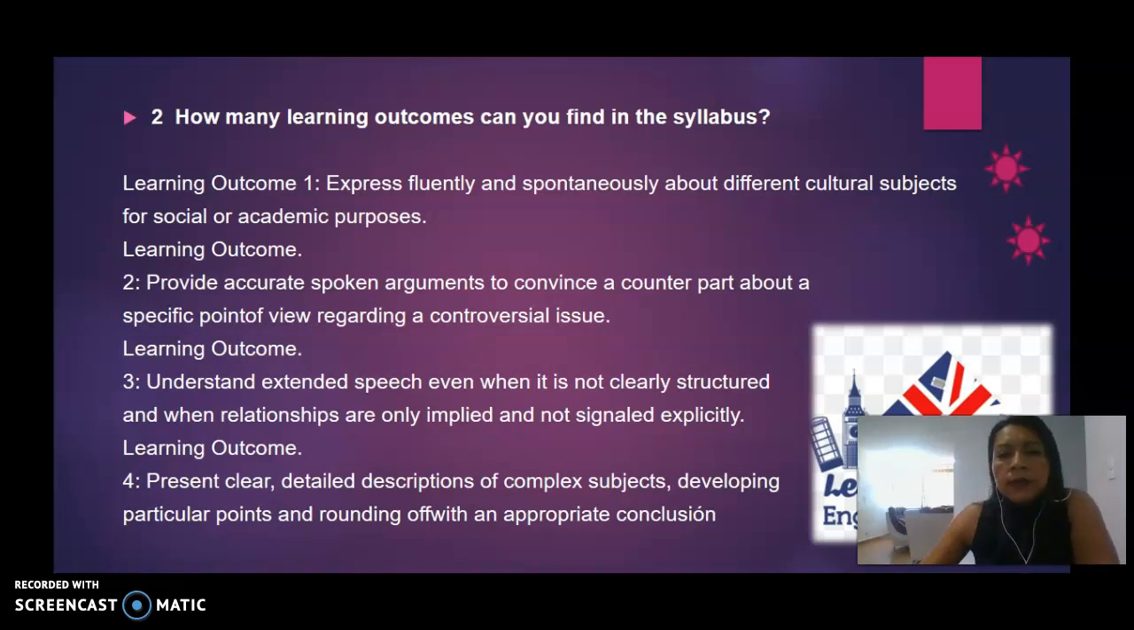Three: understand speech even when it's not clearly structured and when relationships are only implied and not signaled explicitly. Four: present clear, detailed descriptions of complex subjects, developing particular points and drawing an appropriate conclusion.